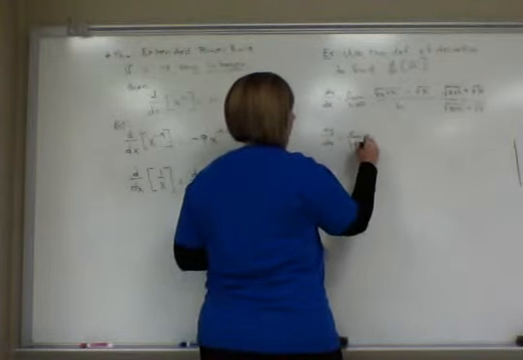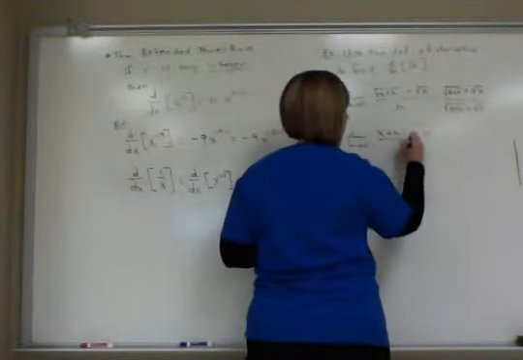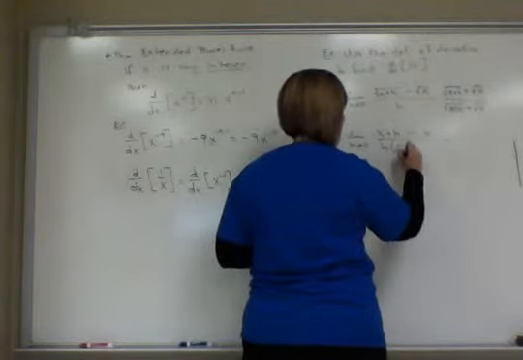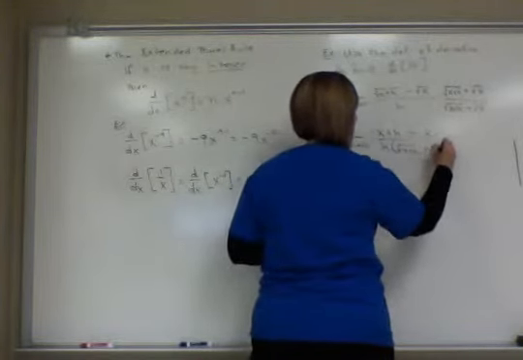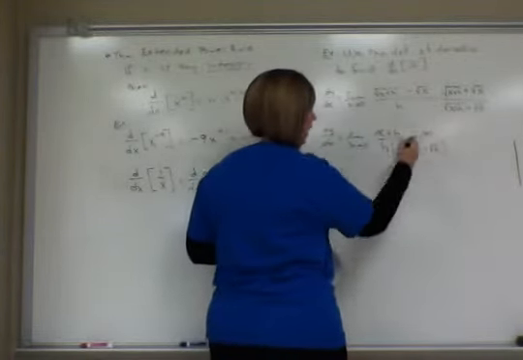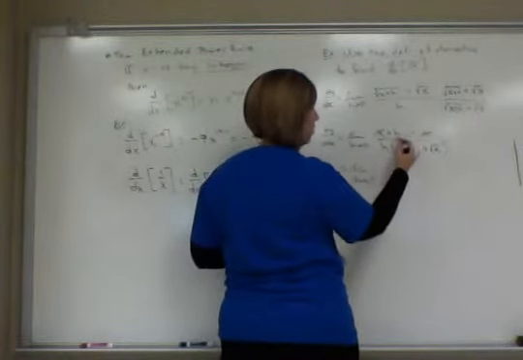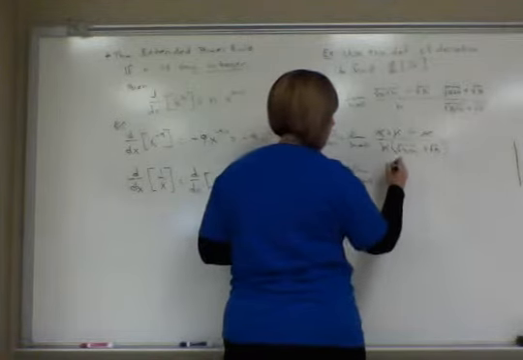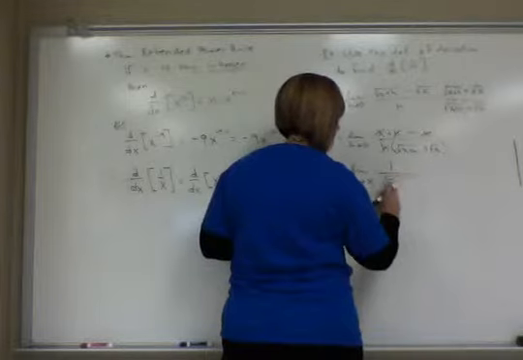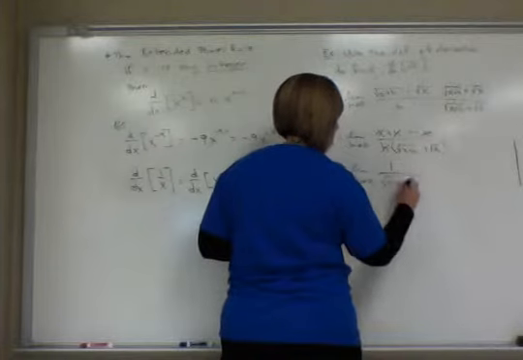Now, when I do that on the top, I'm going to be left with x plus h minus x, the difference of two squares, and then I'm going to have h times the square root of x plus h plus the square root of x. Well, these x's are going to cancel, so I have the limit as h approaches 0. And also these h's are canceling, so I'm going to end up with 1 over the square root of x plus h plus the square root of x.